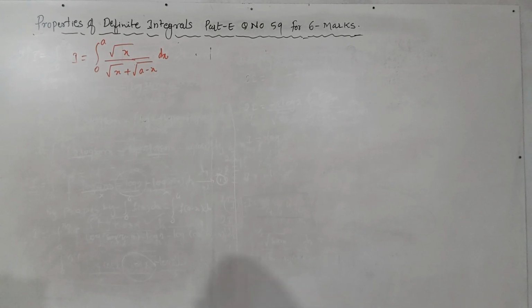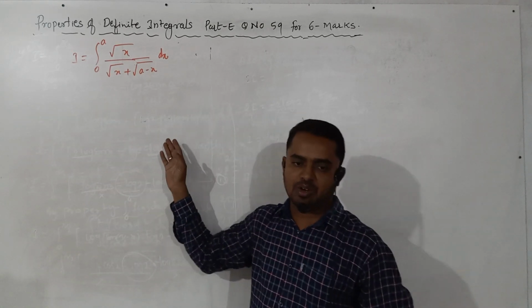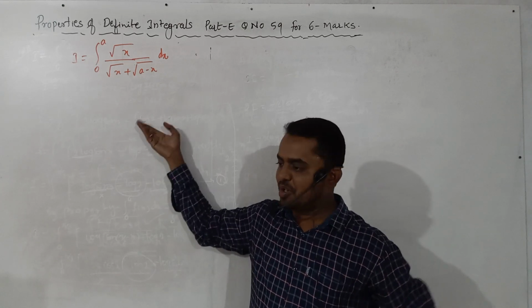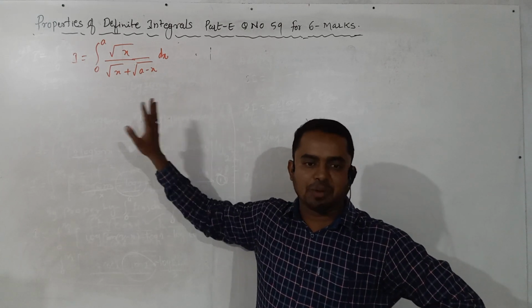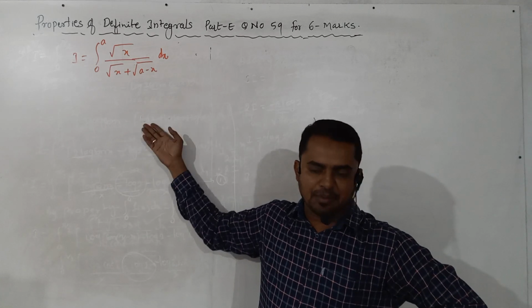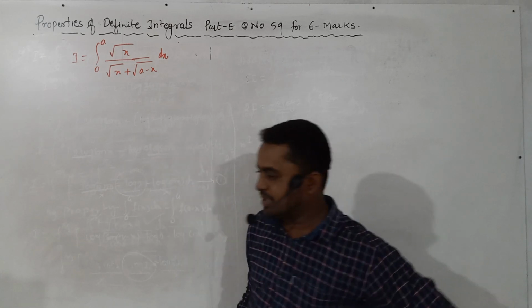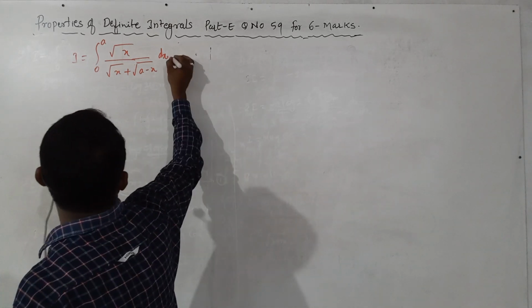Next problem. Evaluate the integral from 0 to a. It will also be asked. He may ask this problem also. The property remains the same and the problems will be changed. Same process: we apply the property in the first step only. Call this equation 1 first.